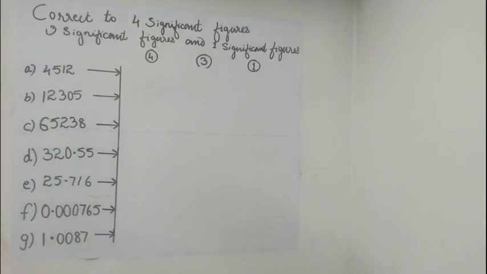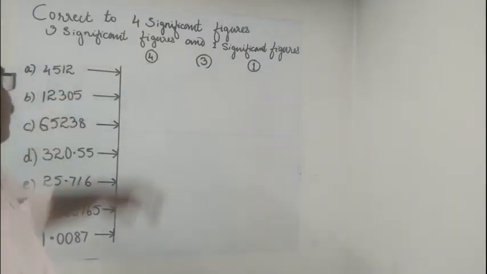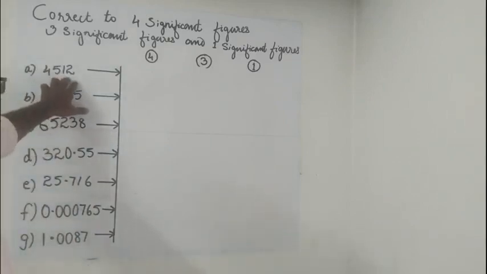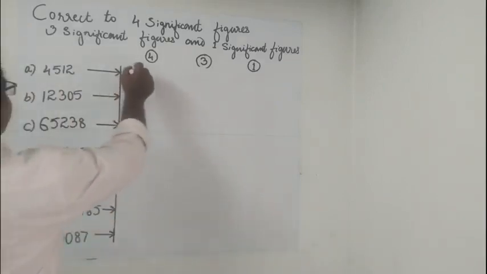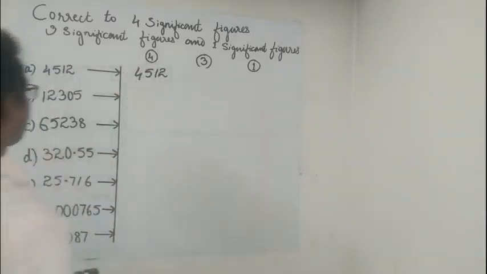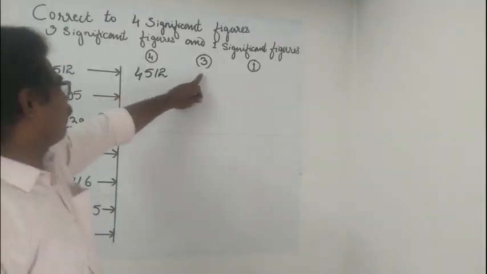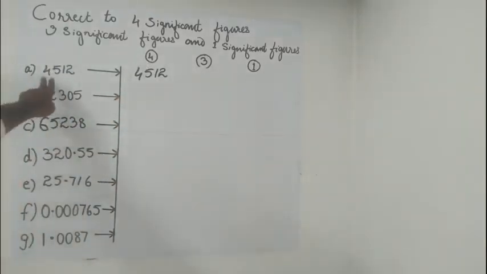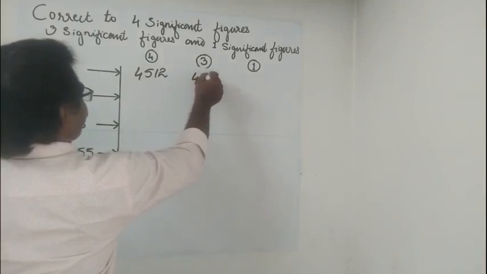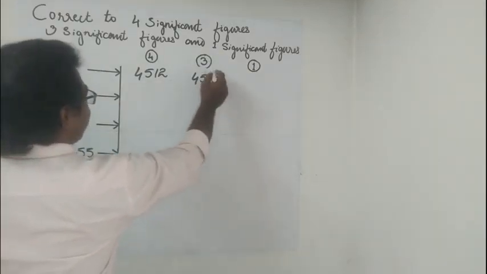4,512. How will we write in 4 significant figures? We have to focus on 4,512, isn't it? So write down this number as it is, 4512. Okay. Next, 3 significant figures. So we have to focus on a 3-digit number, 451. After that, 2 is less than 5. So simply write down 451. We only need 3 significant figures. You put 0 here.